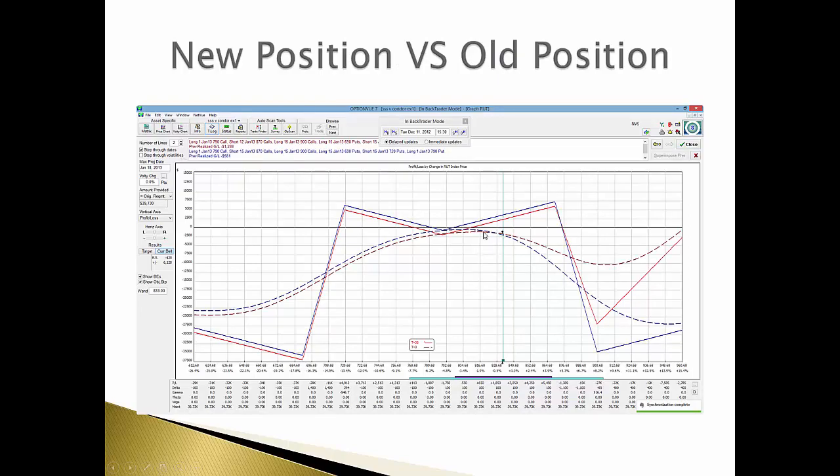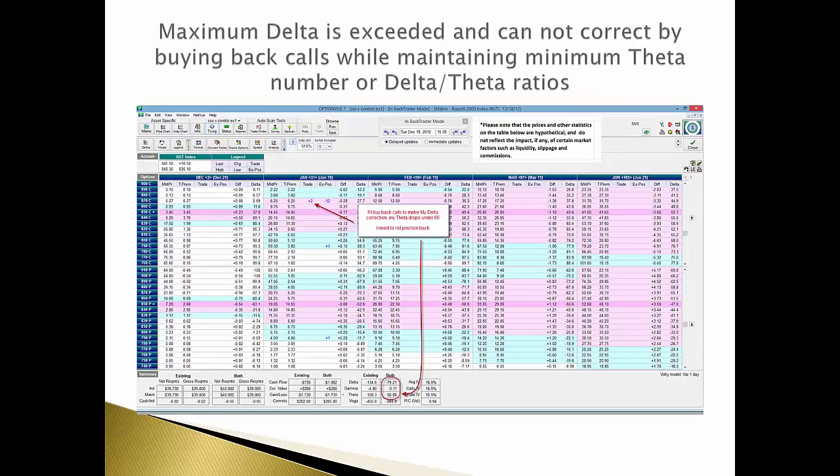And that's the new position versus the old position. You can see we're really cutting the gamma out of the trade, and we're taking the catastrophe of a huge loss out of the trade as the trade continues to go against us here. So that's December 11th. If we go up to the 18th, the market continues to rise.